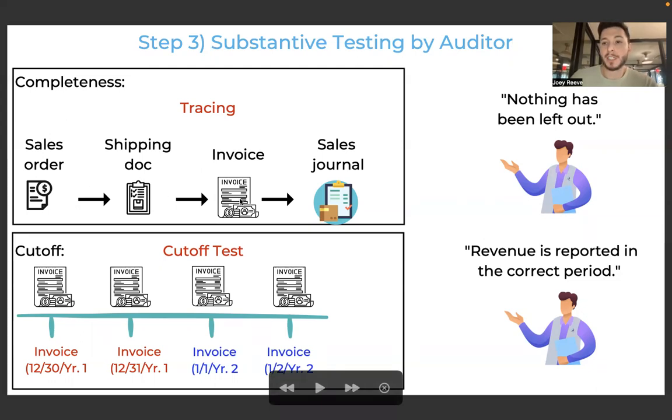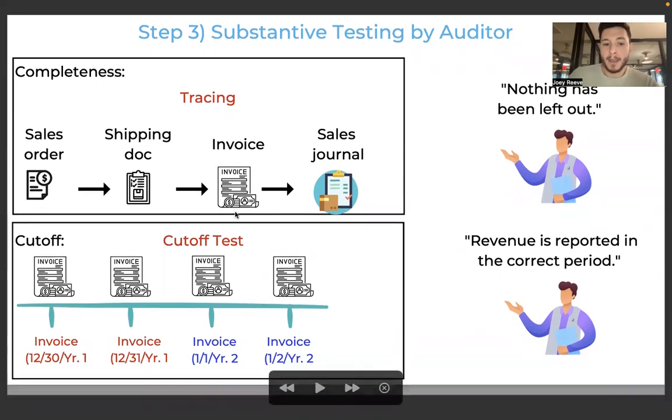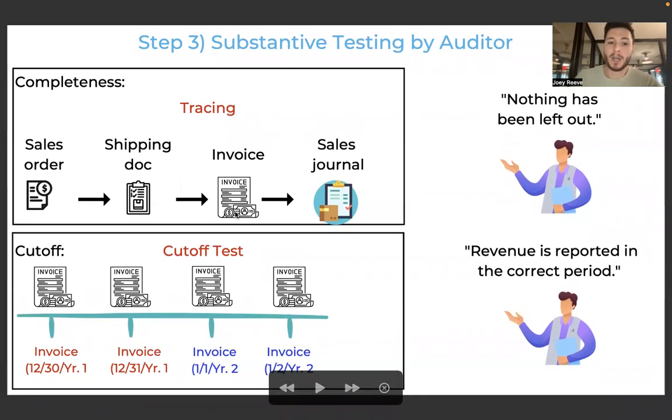When we're tracing for completeness and we're ensuring that nothing has been left out, we're going from the sales order form to the shipping document, to the invoice, to the report. Documentation to the report. Okay, so the cutoff test. When you're thinking about cutoff, you're thinking about the fact that all of this has been reported in the correct time period. So what's the risk here as an auditor?